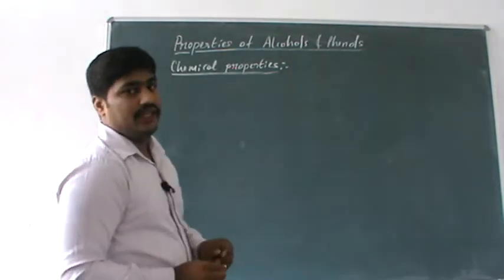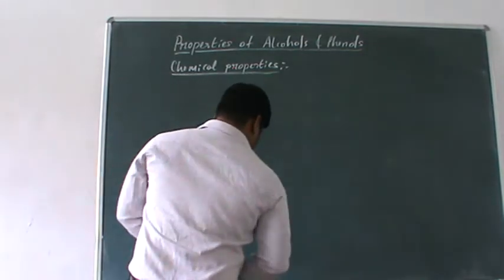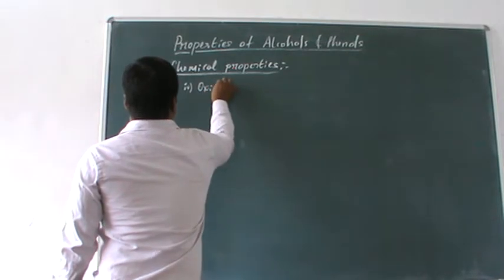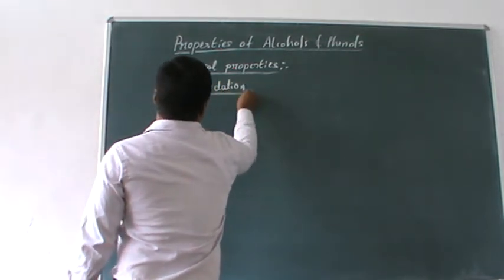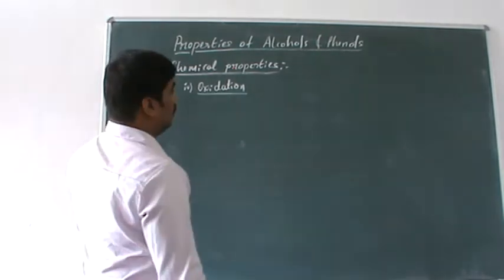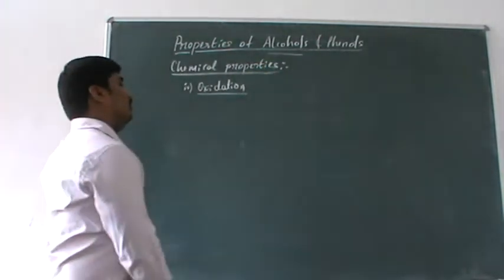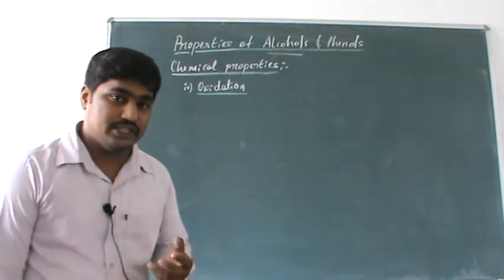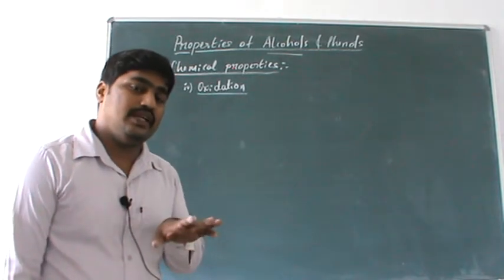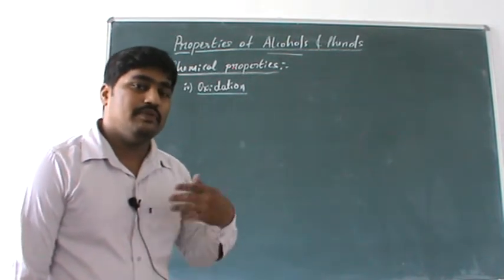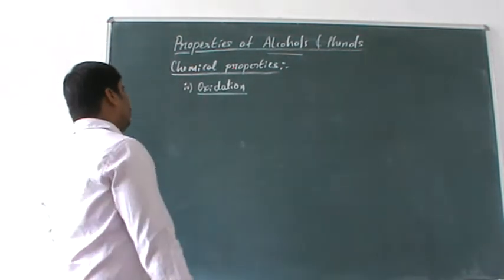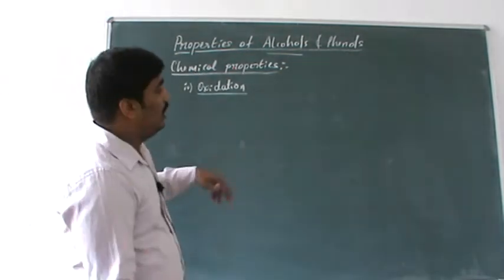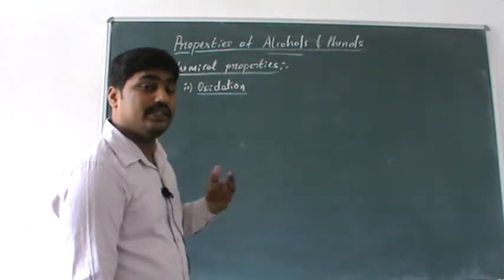The other chemical property, the third or fourth chemical property, is oxidation. Oxidation of what? Oxidation of alcohols. In the case of oxidation, what type of reaction is it and how does oxidation take place? Oxidation takes place through removal of hydrogen from the alcohol. So when removal of hydrogen takes place in the alcohol, the process is oxidation. And what is the product formed?